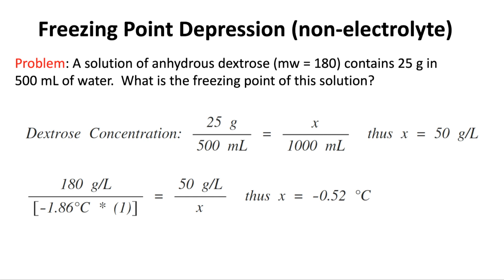Now if we solve for X, we take 50 times negative 1.86 and divide that by 180, and we can see that X equals negative 0.52 degrees Celsius. Lo and behold, remember, that is our target for an isotonic solution. So it turns out that an anhydrous dextrose concentration of 50 grams per liter produces an isotonic solution. That's the amount of dextrose we would need to be isotonic with biologic fluids.